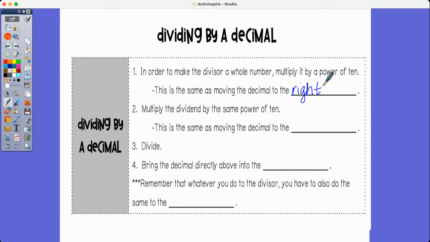Next, it says multiply the dividend by the same power of 10. This is the same thing as moving a decimal to the right. You're going to divide, bring the decimal directly above into the quotient or your answer. Remember that whatever you do to the divisor, you also have to do the same to the dividend. Now, that's a lot of words. What does that actually mean? Well, that's what we're going to look at next.